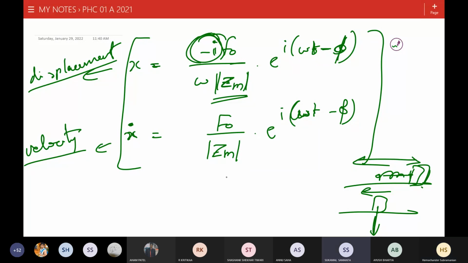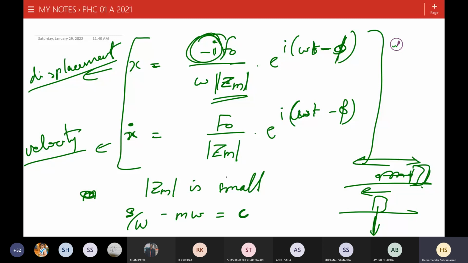So when the frequency is high, sir. When Zm is small, right? When is Zm small? When S over omega minus m omega is zero, which is basically when omega squared equals S over m, right?